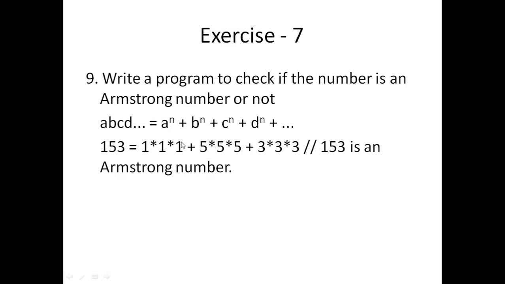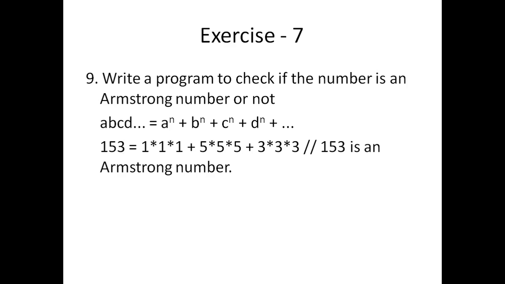For example, 153 is an Armstrong number since 1 cube plus 5 cube plus 3 cube is equal to 153. If it is a 3-digit number, then we have to check the cubes of the digits. If it is a 4-digit number, then you have to check 1 raised to 4 plus 5 raised to 4 plus 3 raised to 4 plus 7 raised to 4, like that for some other number. So you have to check only for a 3-digit number, whether it is an Armstrong number.